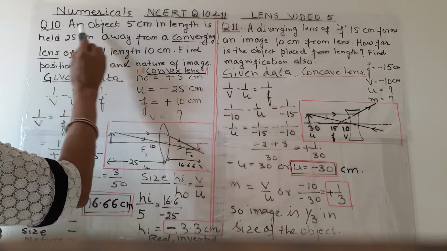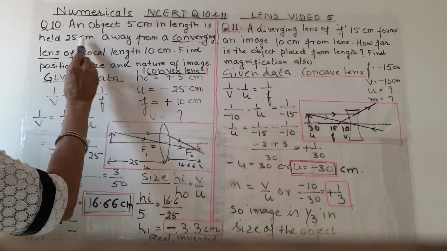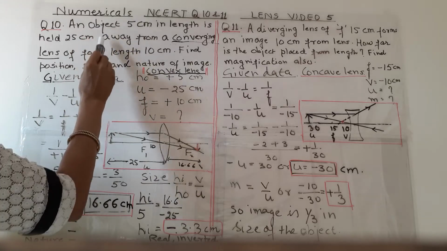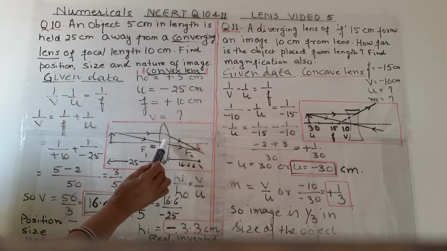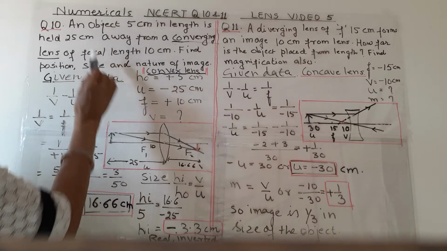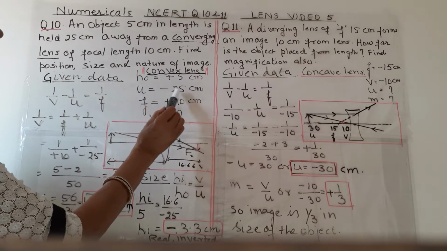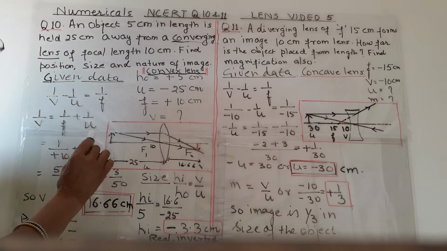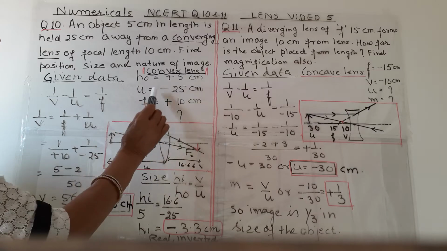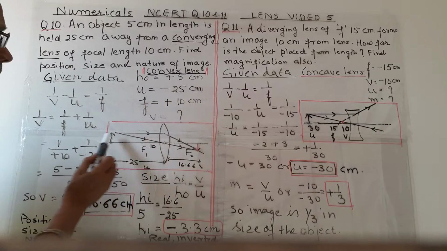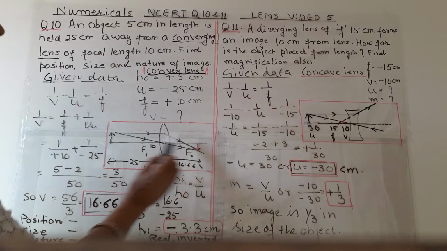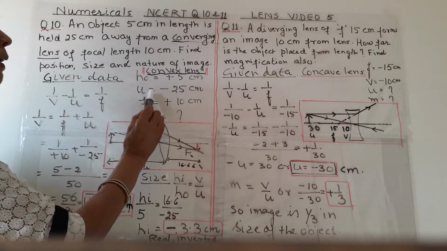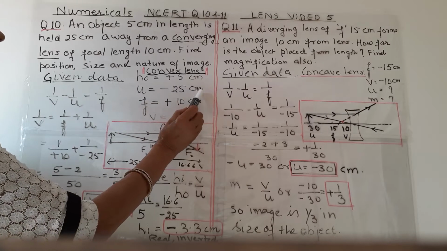Second, what is given? Object is held 25 centimeters away from the converging lens. It means this is the distance of object from the optical center. So U is minus 25 centimeters, as object is always placed on left hand side in front of the lens. So U is always negative. This side is negative, this side is positive on x-axis. So U is always negative. We will write U is equal to minus 25 centimeters.